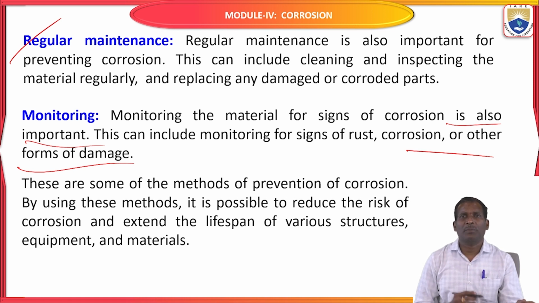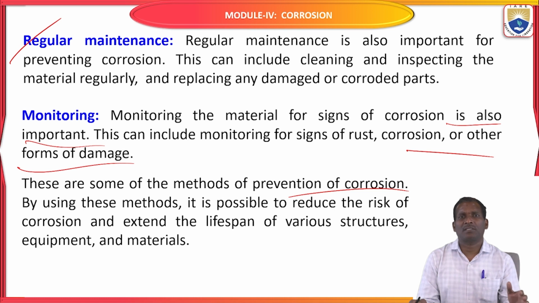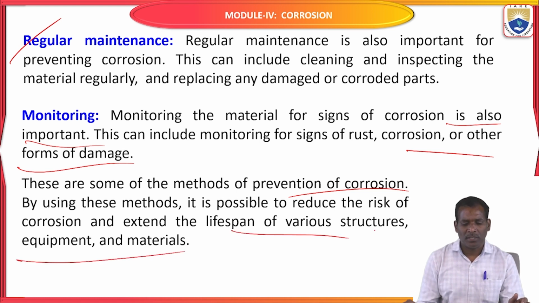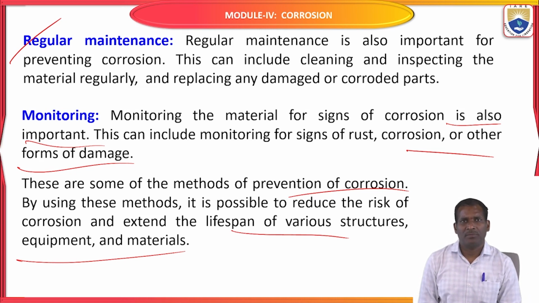These are some of the methods for prevention of corrosion. By using these methods, it is possible to reduce the risk of corrosion and extend the lifespan of the various structures, equipment, and materials. So you have to first identify the corrosion, its definition, then testing, and then prevention methods. These are the preventing methods.